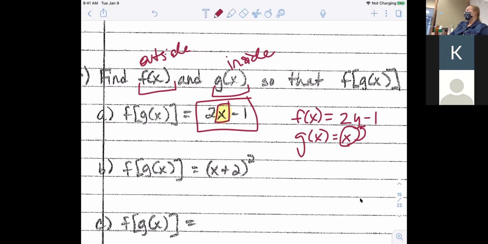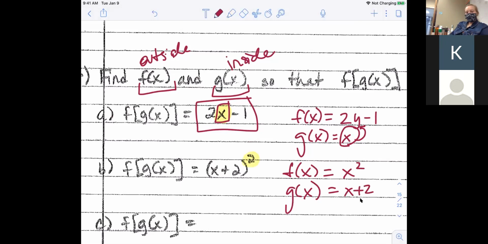All right, what's the outside function on letter B? What's the big outside function that something's being involved in? The exponent, that's square, right? So the square is the outside function, and what is being squared is my inside function. So what's being squared? X plus 2.